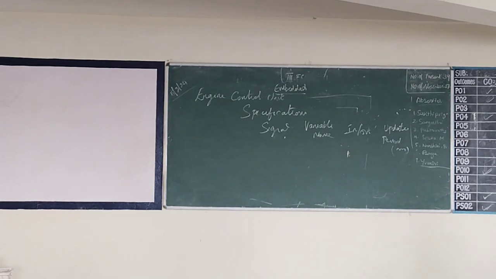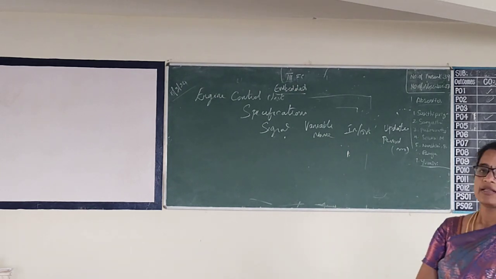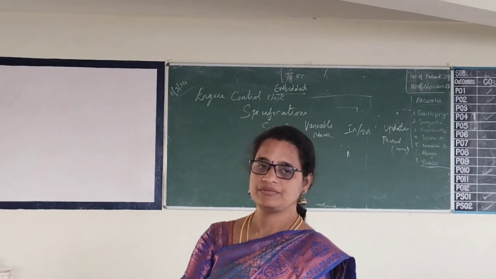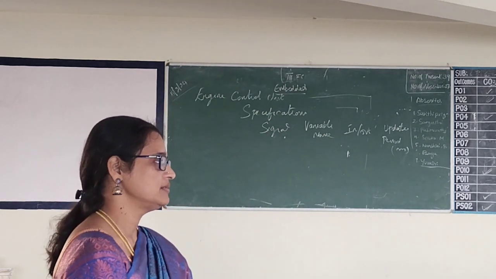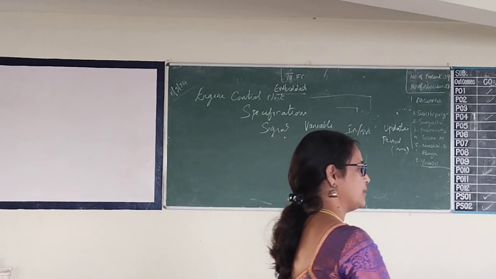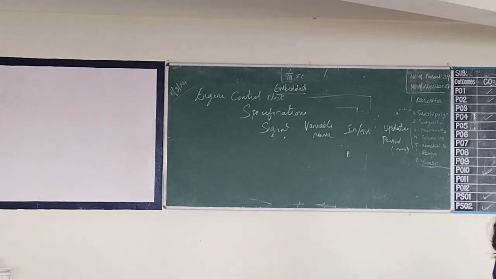Third signal is intake air volume. The variable name is VS. Input, so once in 25 milliseconds it should be available, 25 milliseconds.